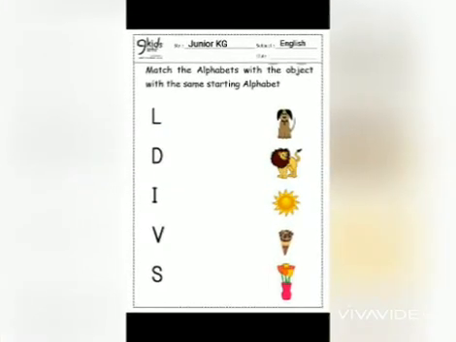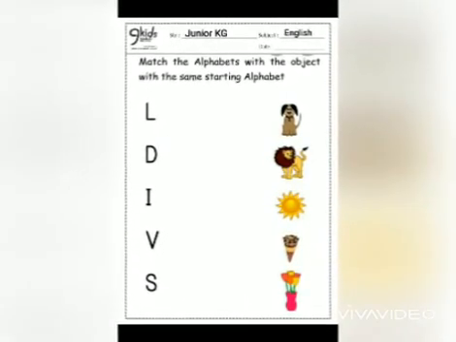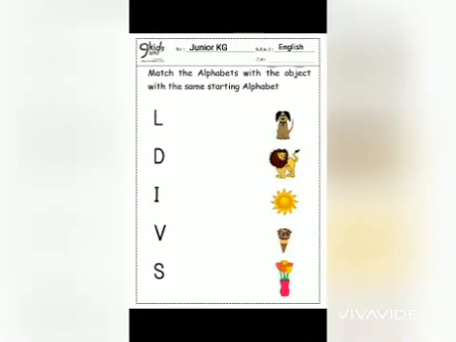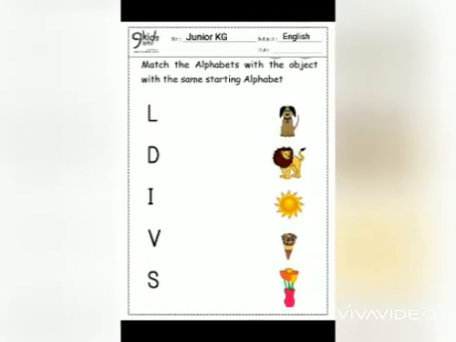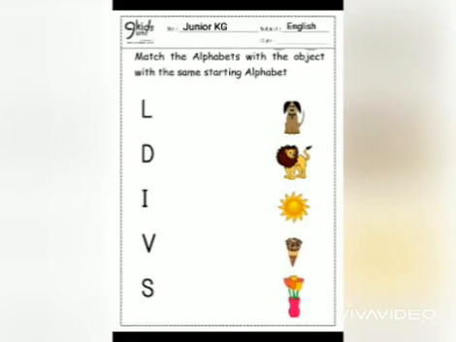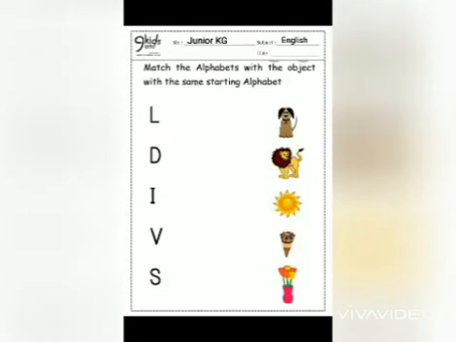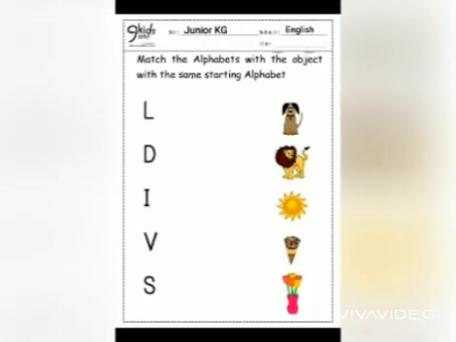In this worksheet, you can recognize the alphabet and match it with its related picture. Like our first alphabet is capital L. Now, L says what? L says dog? No. L says lion. Very good. Now, match it.